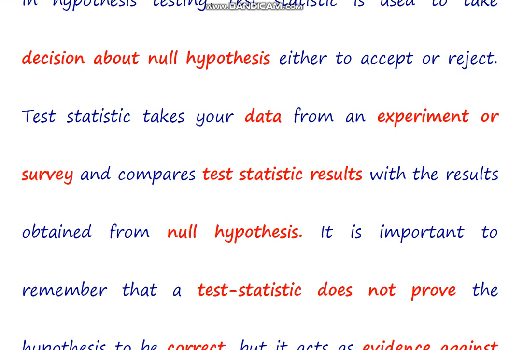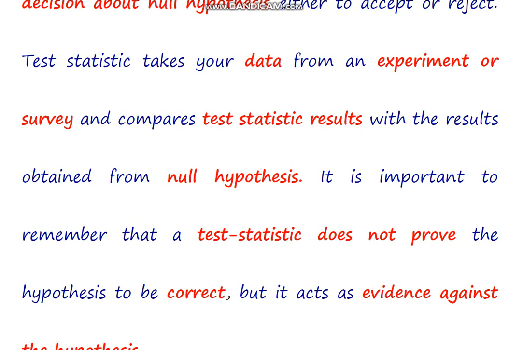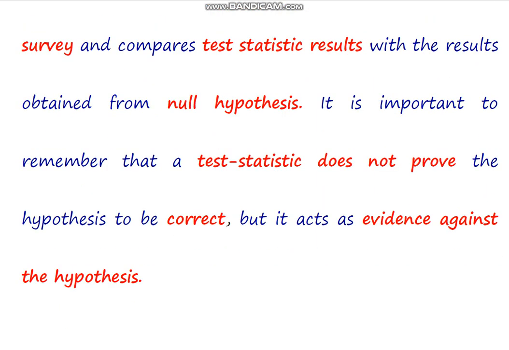Data is obtained for the test statistic from an experiment or survey, and the test statistic result is compared with the results obtained from the null hypothesis. It is important to note that a test statistic does not prove the hypothesis to be correct, but it acts as evidence against the hypothesis.